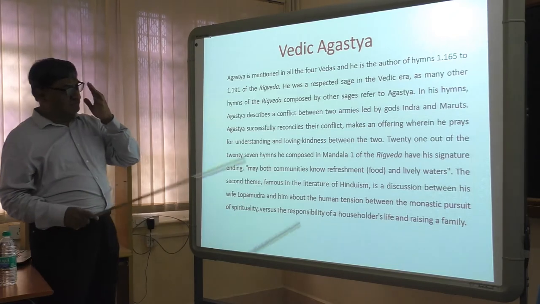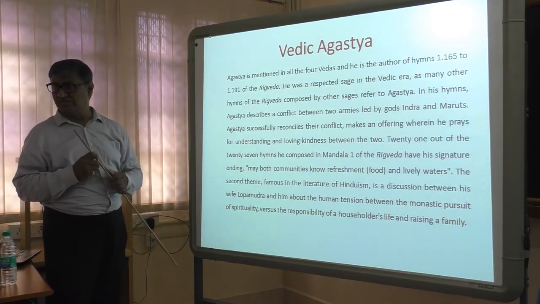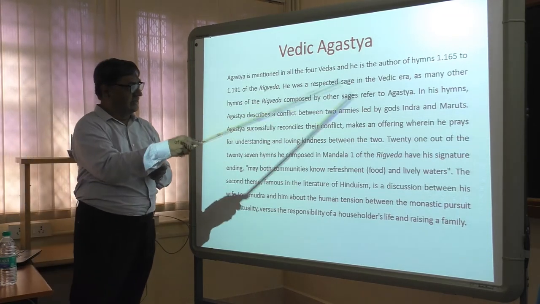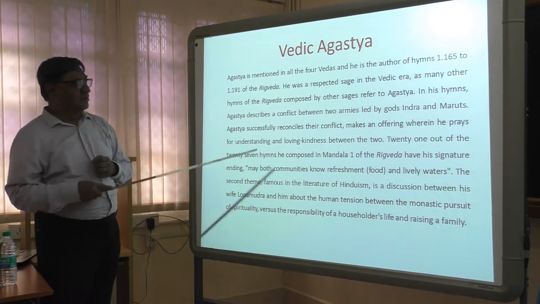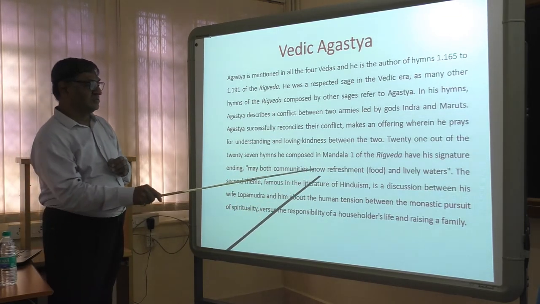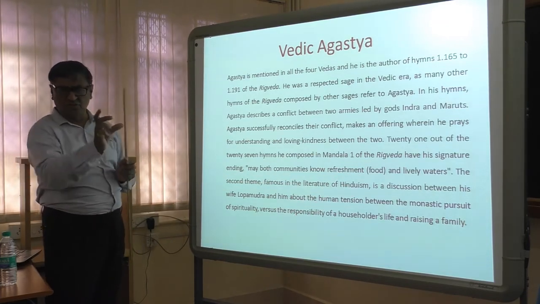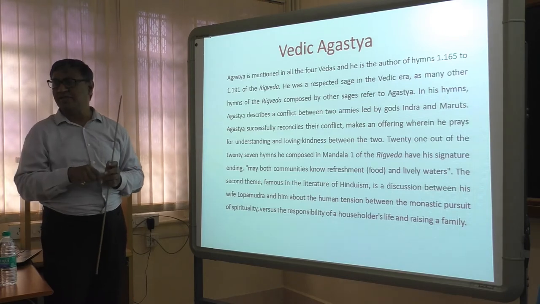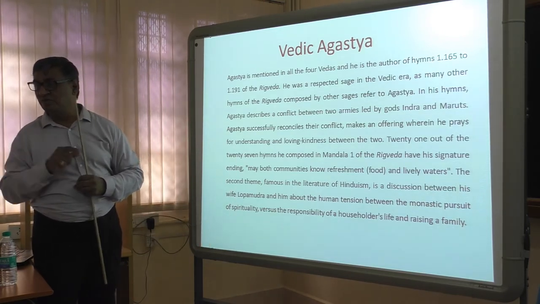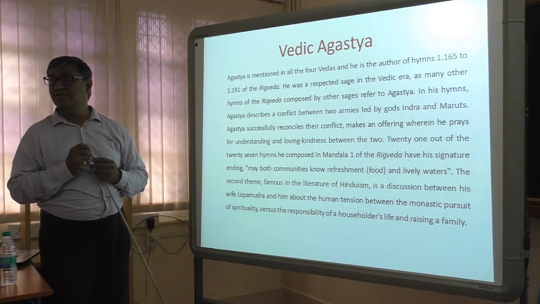So what is believed is that, like I said, he moved from the north to the south at the time of the marriage of Shiva and Parvati. And in the hymns that he has written, one of the main themes he talks about is that may both communities know refreshment and food and life. If every time it ends with, let both communities live in peace, what are both communities, right? And interestingly, he has used the word Ubhaya Varna.